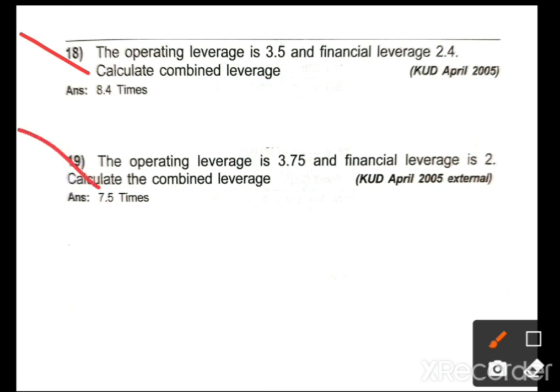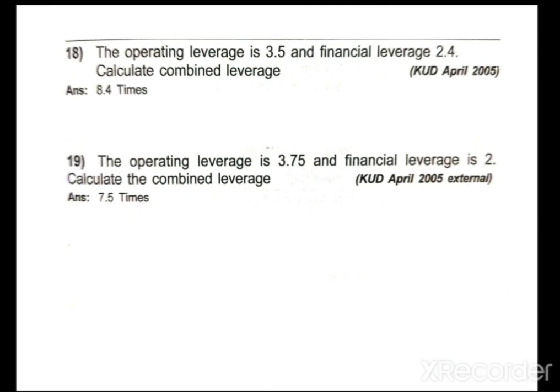Next, again, the operating leverage is 3.75. Financial leverage is 2. Calculate combined leverage. Again, it's a similar type of problem. You have to do it. The answer should be 7.5 times. And the previous problem's answer is 8.4 times. Next, we will move to a very interesting problem.